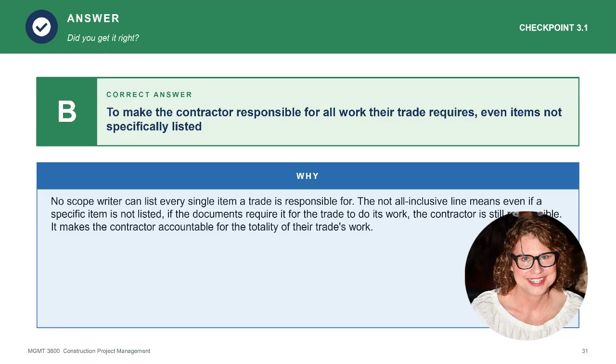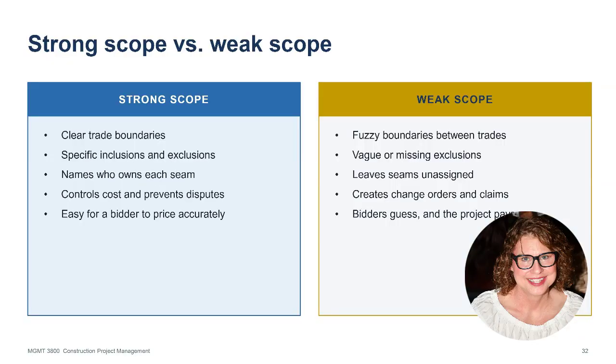The correct answer is B. To make the contractor responsible for all work their trade requires, even items not specifically listed. Here is why. No scope writer can list every single item a trade is responsible for. The not all-inclusive line means even if a specific item is not listed, if the documents require it for the trade to do its work, the contractor is still responsible. It makes the contractor accountable for the totality of their trade's work, not just the items the scope writer happened to remember.